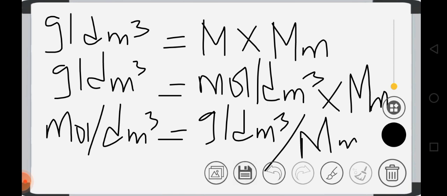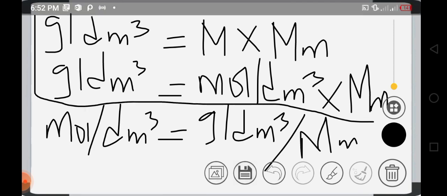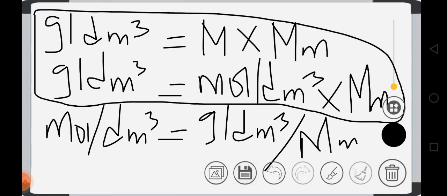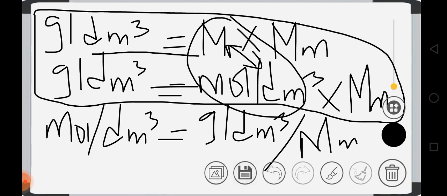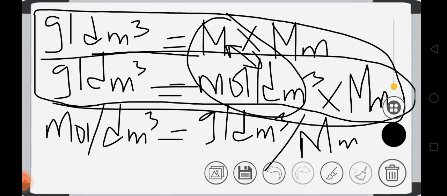Now, if you want to check if you are correct or not, look at these two formulas, you discover that this and this are the same. From logic, they said this is equal to this, this is equal to this, so that means these two are the same. They have the same unit. So that's why I was telling you just now that molar concentration is in mole per dm cube. Take note of that. It's very, very important.